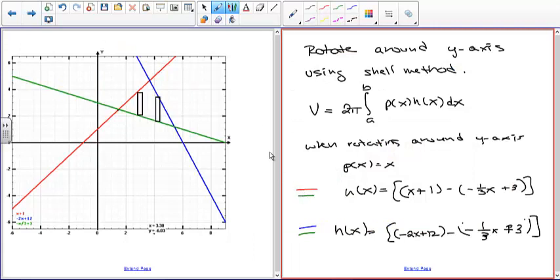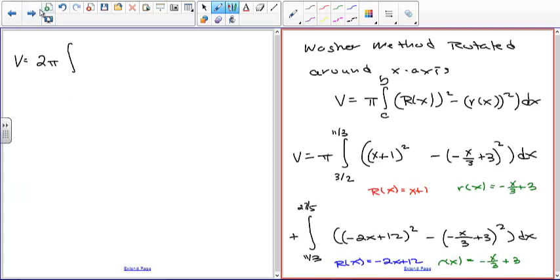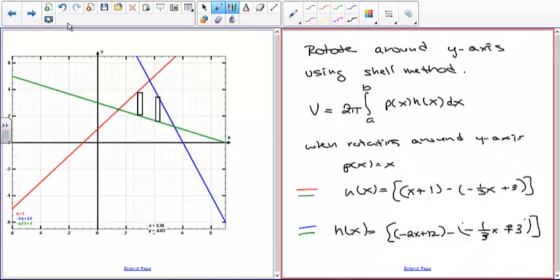Sorry, bouncing around here. Okay, so finally, here's the answer. The volume is equal to 2 pi times the integral from whatever the limits were, 3/2 to 11/3. I'm going to write these out so I don't have to keep bouncing back and forth. The second integral will be from 11/3 to 27/5.